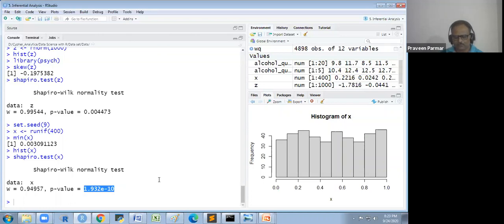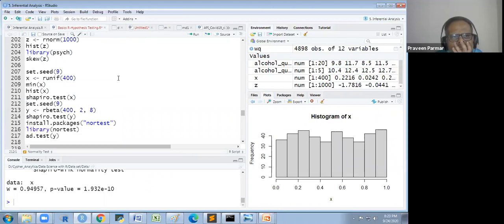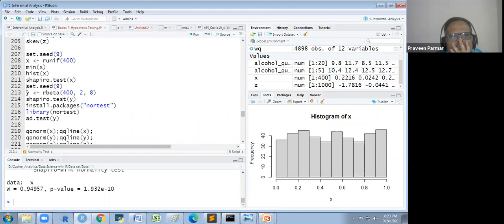So there is some weakness in the Shapiro-Wilk normality test. There are so many tests you could perform for normality. Okay. So it is also less than, because it is 10 to the power minus 10. So it is also very, very near to 0. I use the beta distribution.